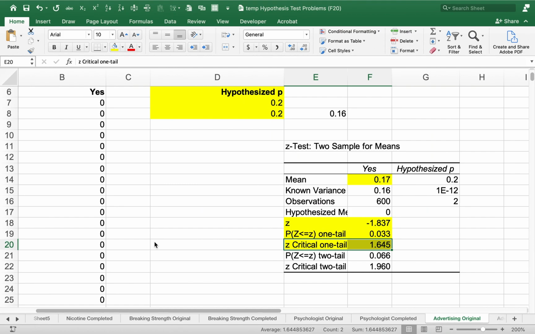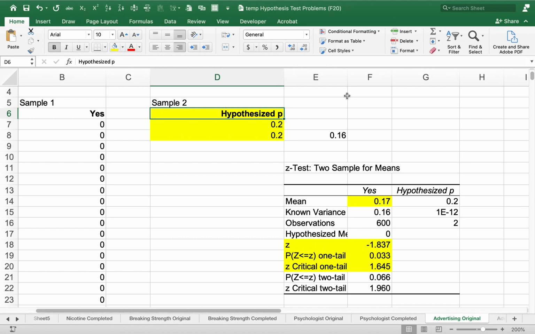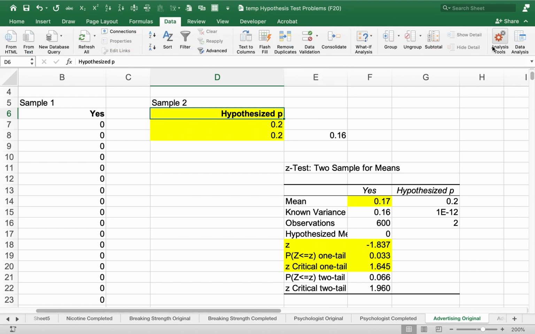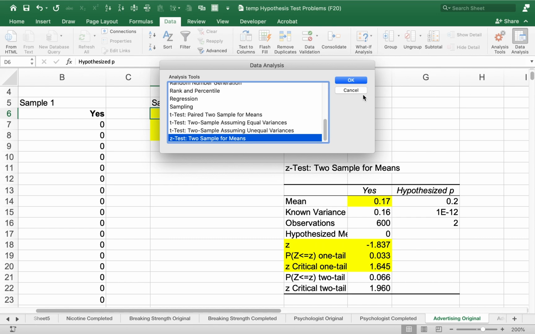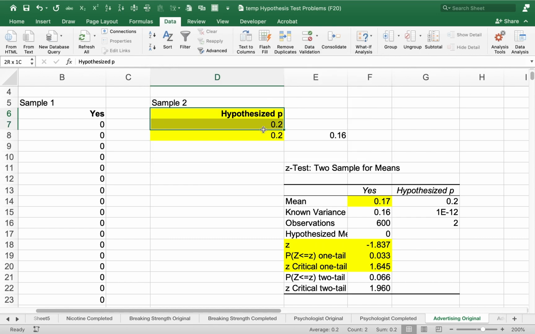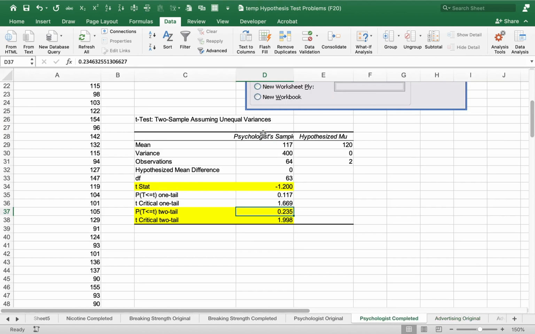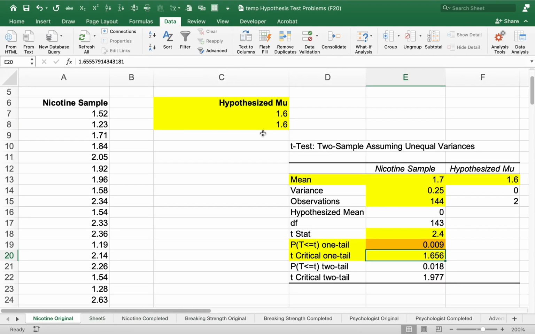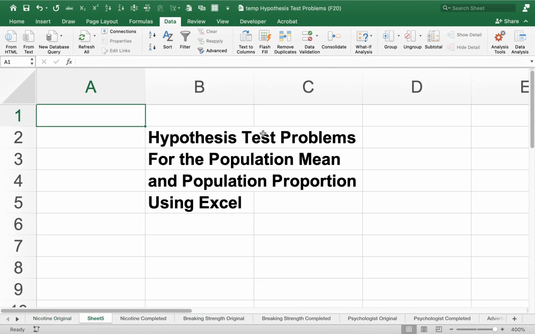You don't have to get out your calculator and do a bunch of calculations and so on. The only calculation we did ever was 0.2 times 0.8, or squaring the variance in the case of the breaking strength problem, but everything else is done. Remember that before you go in to your data analysis Toolpak and choose your Z or your T, you have to set up these 3 cells here first. All right, and I think that's all we need. So that's going to end the lesson here.